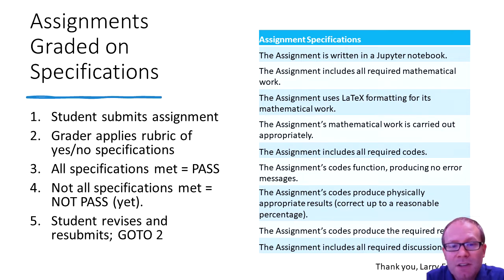If all the specifications are met, then the assignment is a pass. The student doesn't have to revisit it. If not all the specifications are met, then it is a not pass yet. Very important to not call this a fail, call it a not pass, because they haven't passed yet. Because what happens then is that the student receives their specifications rubric, they revise their assignment and then resubmit it, and we repeat back at step 2 until we reach the passing score, and then the students are able to move on to the next one.